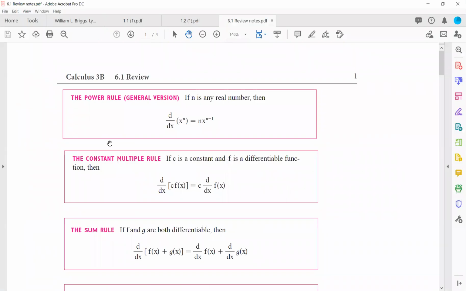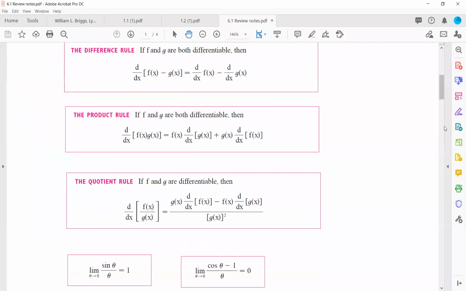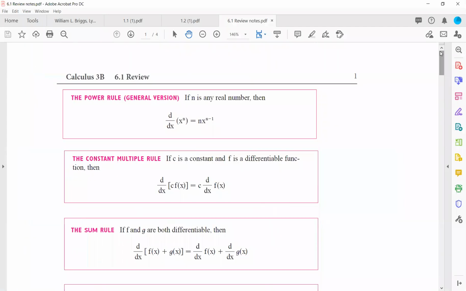So I downloaded the file 6.1 review from Canvas. On the first page, we have important differentiation rules. The first one is the power rule. The derivative of x to the n is n times x to the n minus 1.